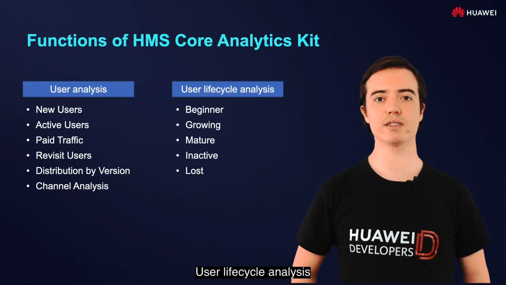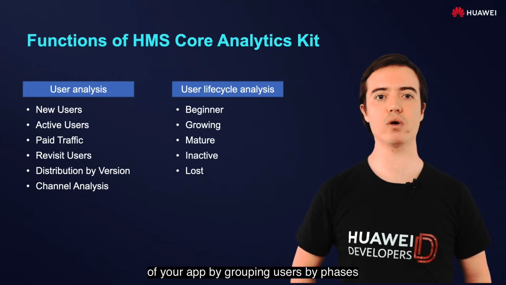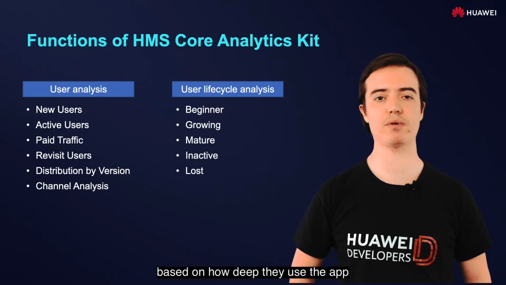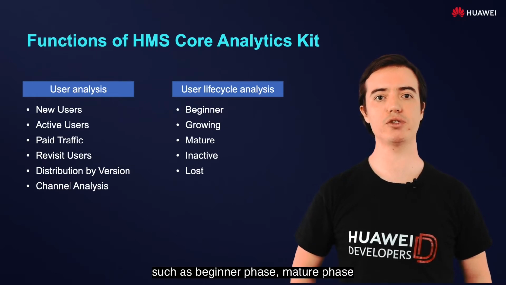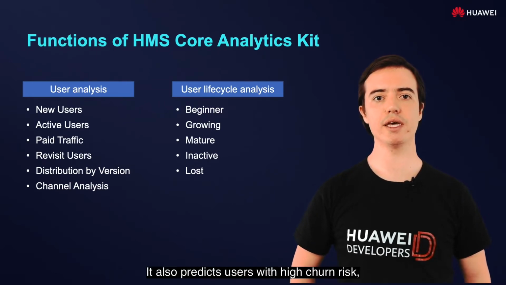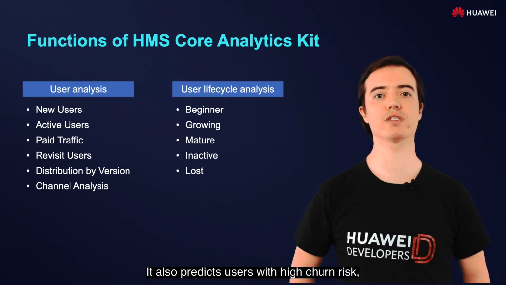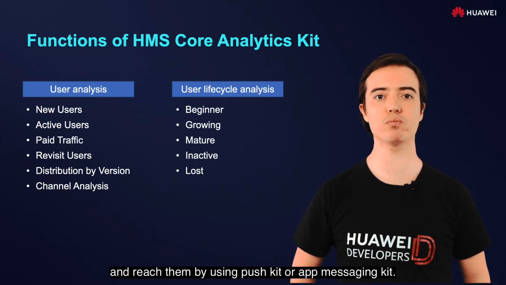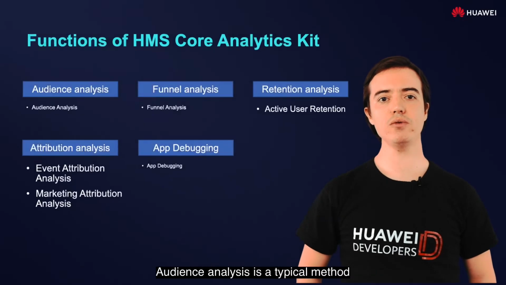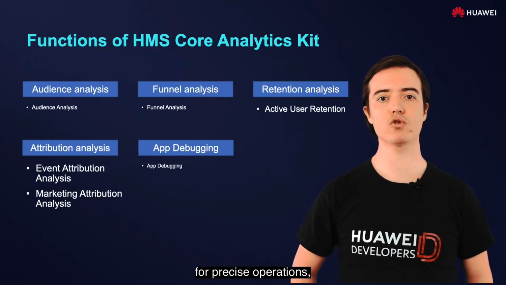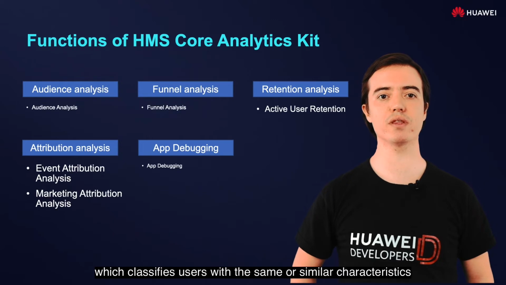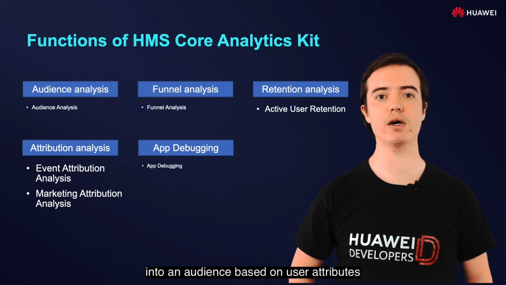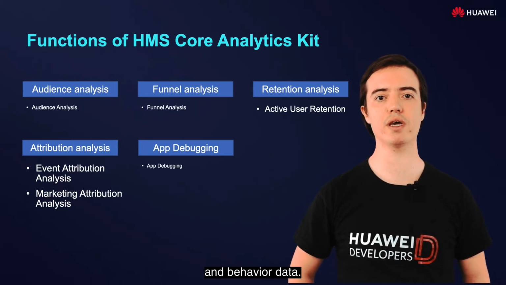User lifecycle analysis helps you to improve the lifecycle value of your app by grouping users by phases based on how deeply they use the app, such as beginner phase, mature phase, or inactive phase. It also predicts users with high churn risk based on a machine learning algorithm so that you can even save those users as an audience and reach them by using Push Kit or App Messaging Kit. Audience analysis is a typical method for precise operations, which classifies users with the same or similar characteristics into an audience based on user attributes and behavior data.